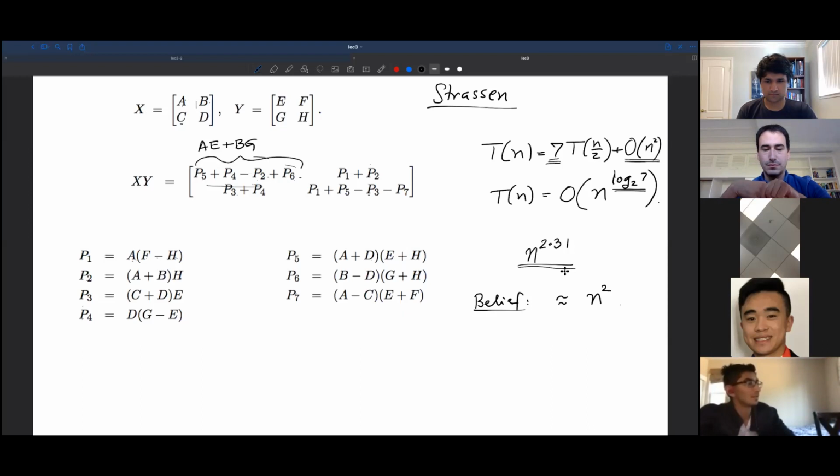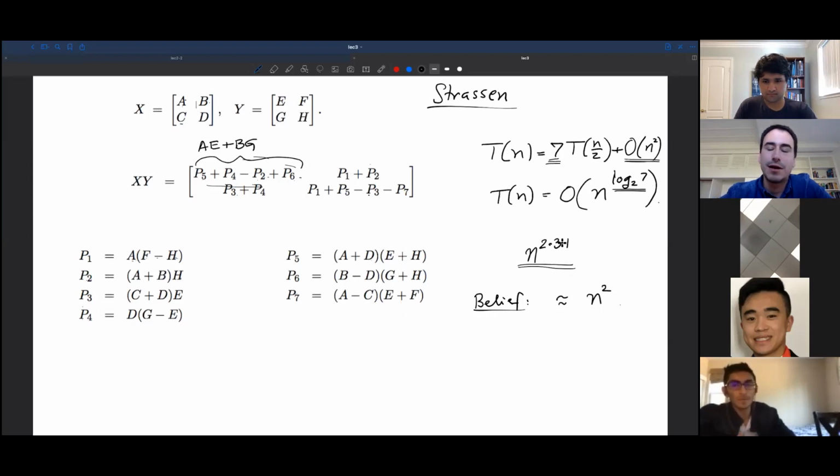And the question is, can you reduce it? Can you break it up into k by k for some constant k, and then do it in many fewer than k cubed multiplications, in such a way that you would reduce this exponent? So that's the whole matrix multiplication challenge.